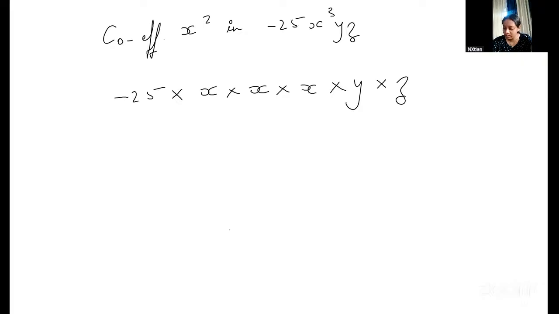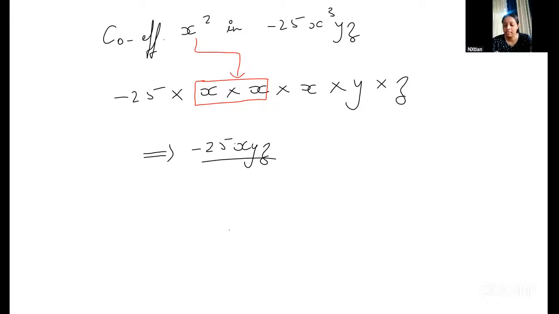So we remove these 2x because x square is there, and we write down the rest of it. That is going to be its coefficient. Write down the rest of it. That is minus 25 x, y, z. Okay, that is the coefficient. Understood? Now, this one you all have to try.